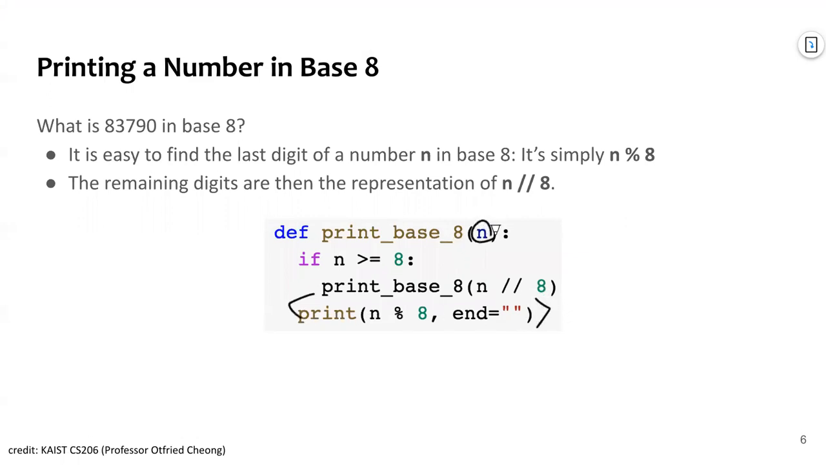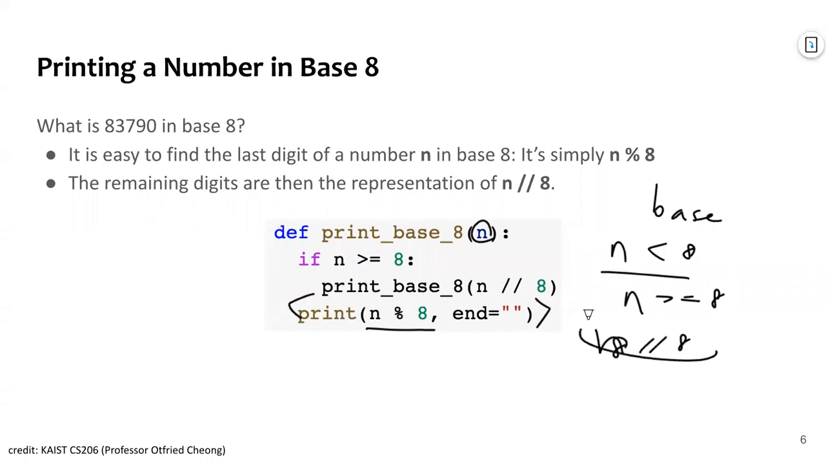So here the base case is n is smaller than 8. So when n is smaller than 8, we just print n. That's all we need to do. And if n is larger than or equal to 8, then we divide this number by 8 and then pass the remaining one to the print base 8 function itself. All right. So this is the base case, and this is how we divide our big problem into smaller ones.